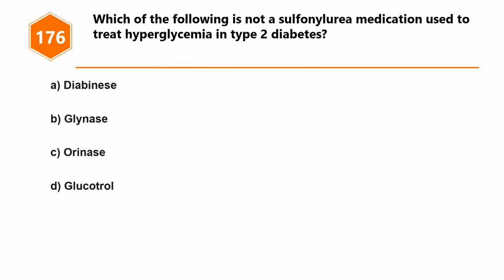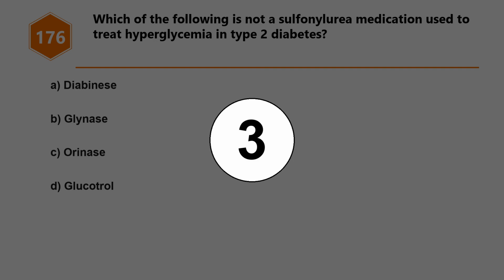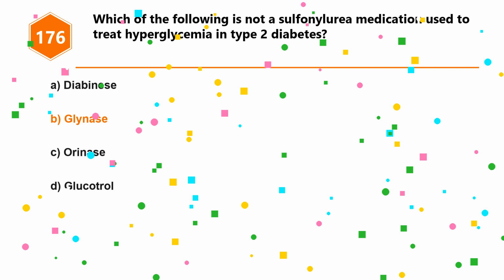Question 176. Which of the following is not a sulfonylurea medication used to treat hyperglycemia in type 2 diabetes? Option A, Diabenese. Option B, Glynase. Option C, Orinase. Option D, Glucotrol. The correct answer is option B, Glynase.